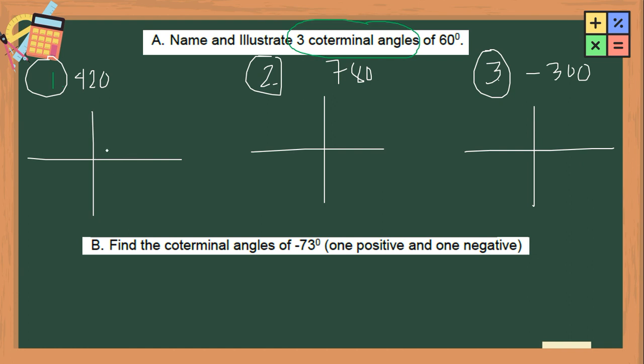Di ba 60 lang yung dinagdag natin? Approximately nandito yung 60. Sabi niya doon, isang rotation 360, nag-add kayo. So, direction niya is counterclockwise. So, that is 420 degree if you're going to illustrate it.